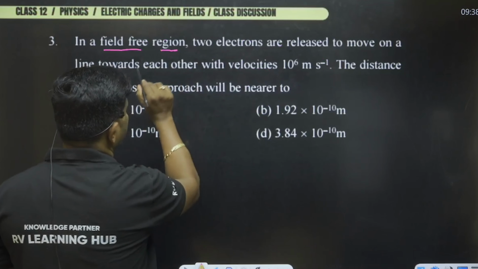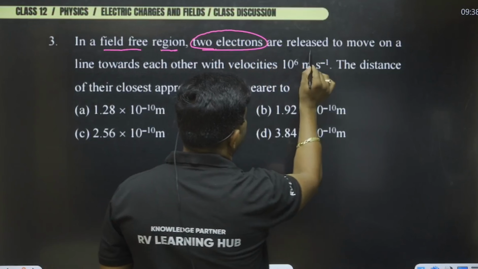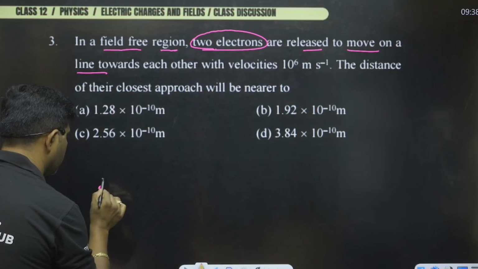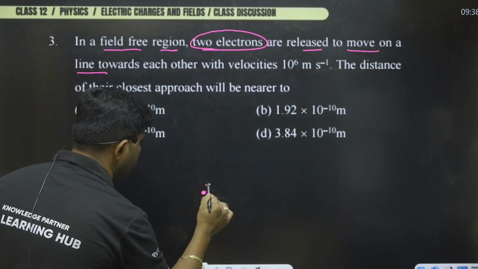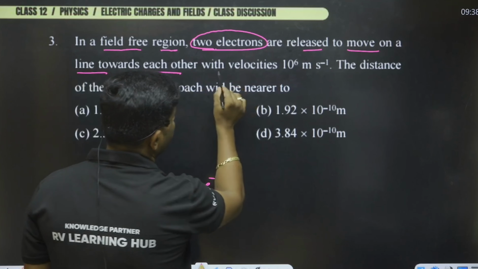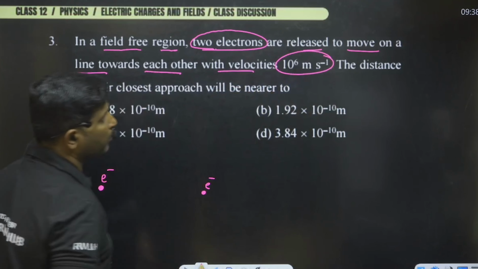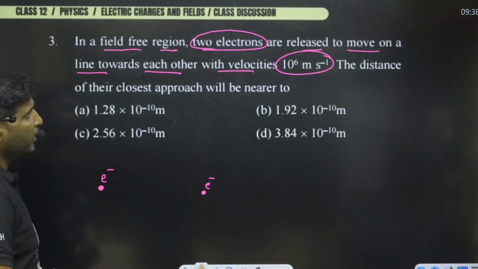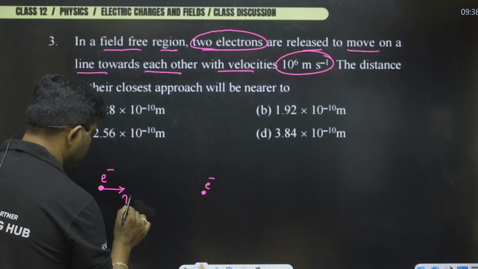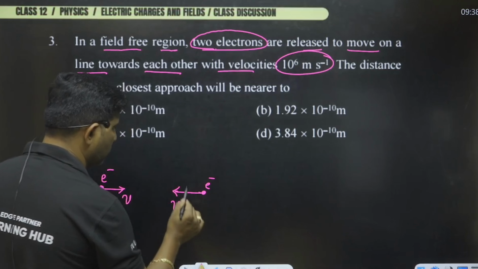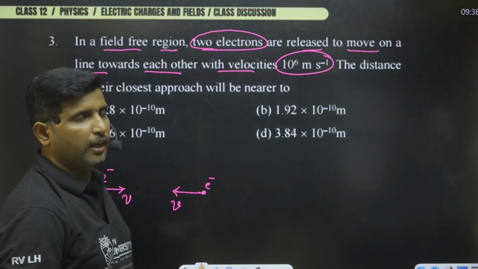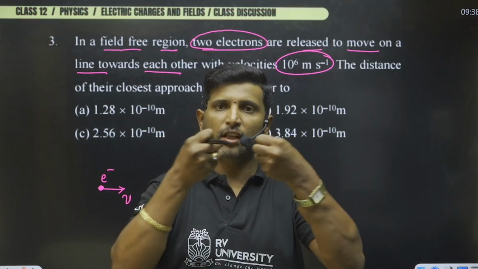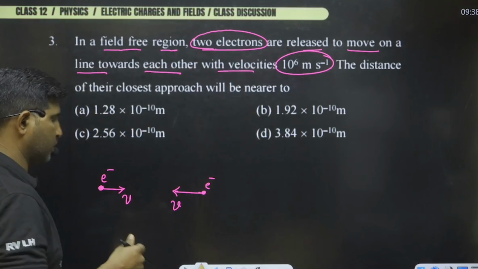In a field-free region, two electrons are released to move on a line towards each other. Let us say this is one electron and this is another electron, each with velocities of 10 power 6 meter per second, moving only towards each other. That means one electron is moving with velocity v and the other electron is also moving with velocity v. Since electrons are negatively charged particles, because of the like charges, they will repel each other at certain distance.